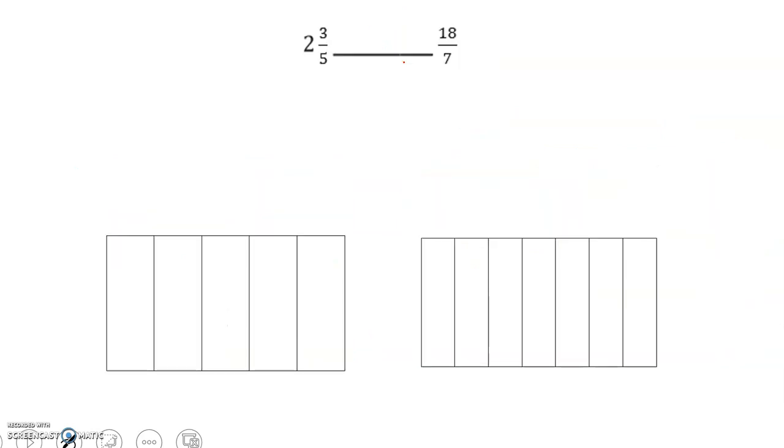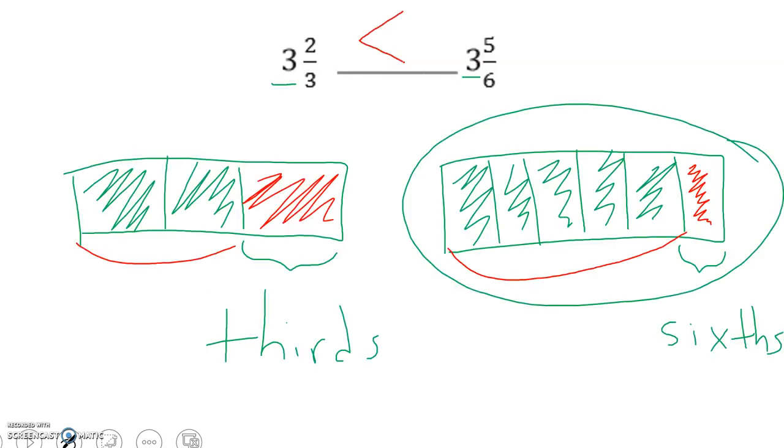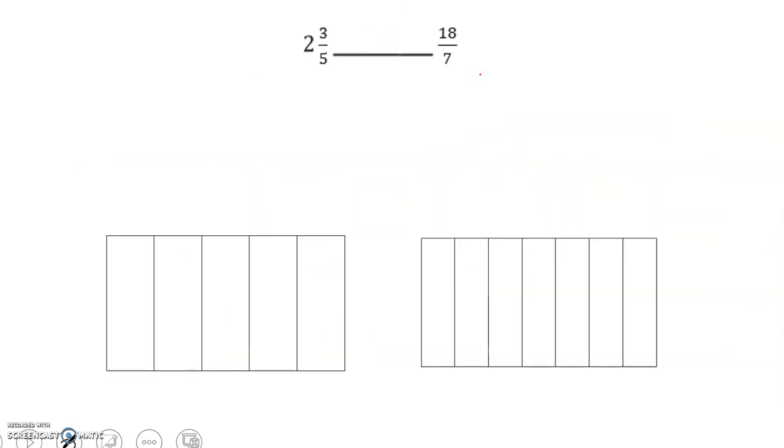All right, next. 2 3/5 versus 18/7. Wow, these fractions look way different. I wish they looked more like this, where I could just compare my 2 fractions if they had the same whole. Well, there is a way to do that. We know how to change 18/7 to a mixed number.